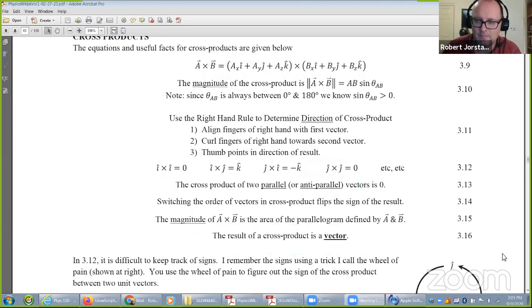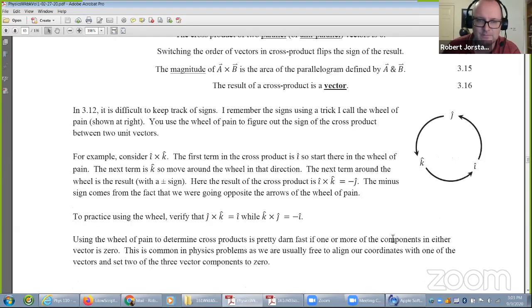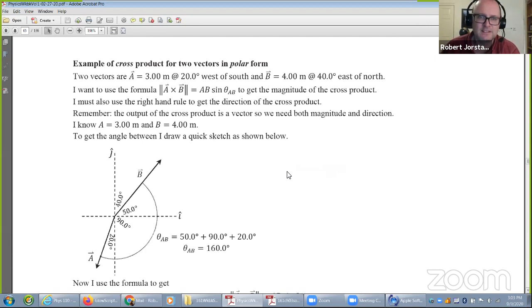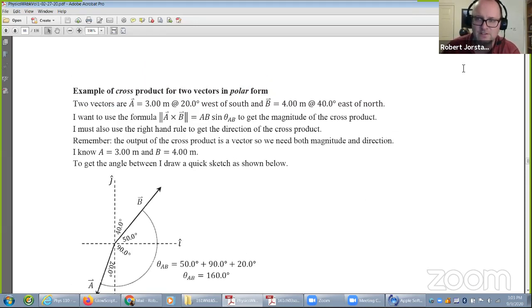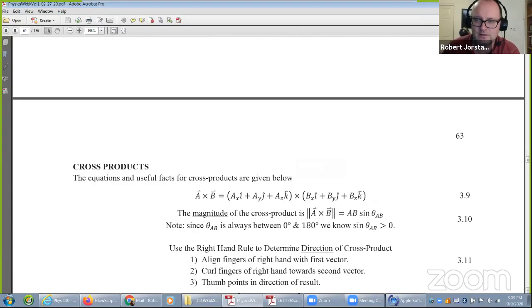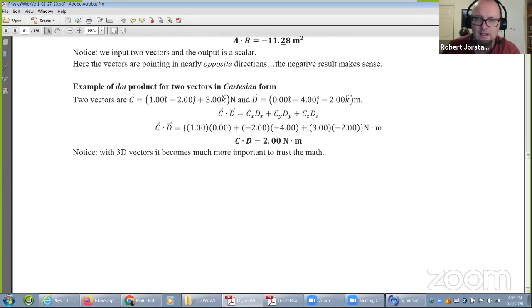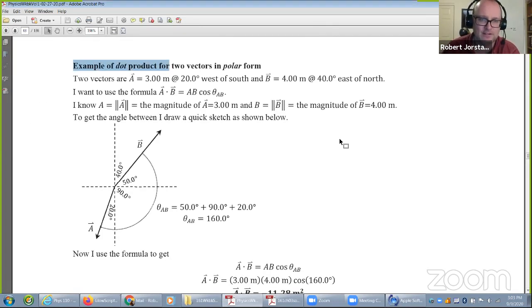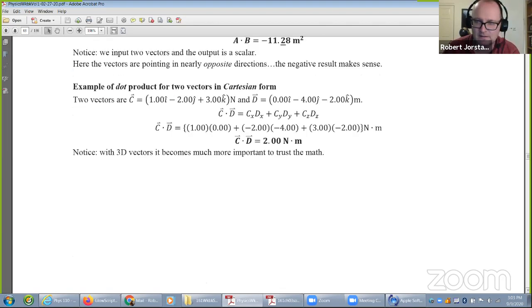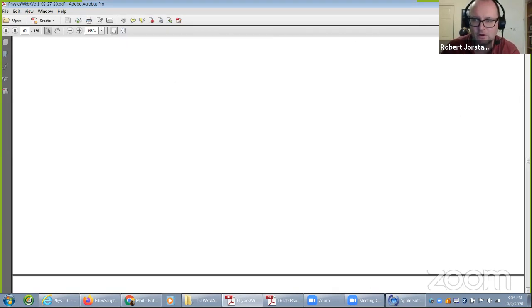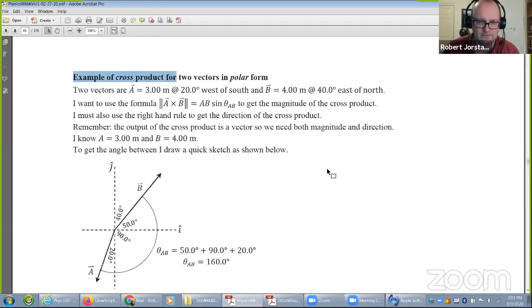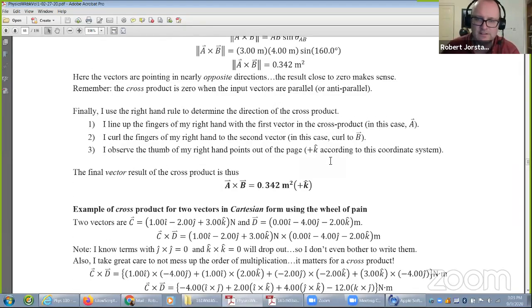And then we also said, remember this wheel of pain. I'm telling you, it's a really big deal. It comes in, you can see, pretty darn fast. It works for a great number of engineering and physics problems. This is an example using the cross product. I used the same vectors two pages earlier to do the dot product. So you could compare page 64 to page, I think, 61. Page 61 shows you the dot product of these two vectors in all the different ways. Page 64 shows you the cross product in all of those different ways, and there's all the different styles.